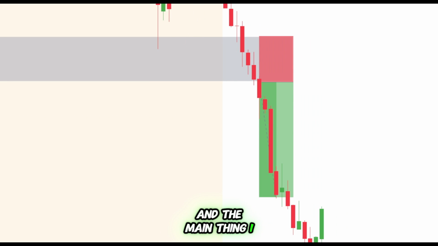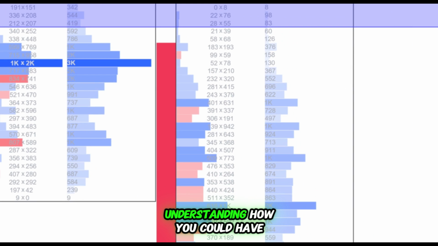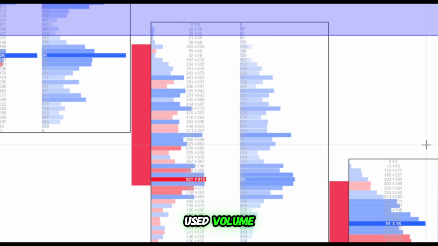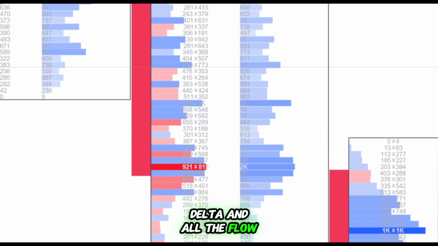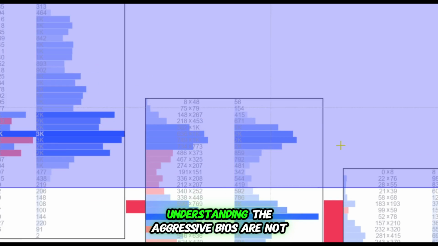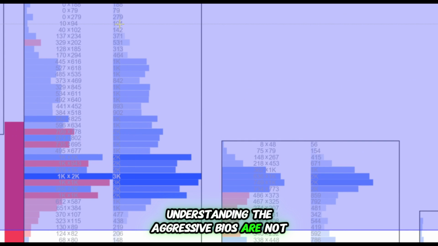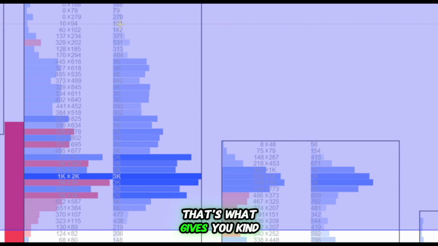The main thing I want people to understand is how you could have used volume, delta, and order flow to confirm your position, understanding the aggressive buy orders are not being rewarded from this particular region. That's what gives you insights into ICT and order flow, and how you can combine the two to see successful results in your trading.